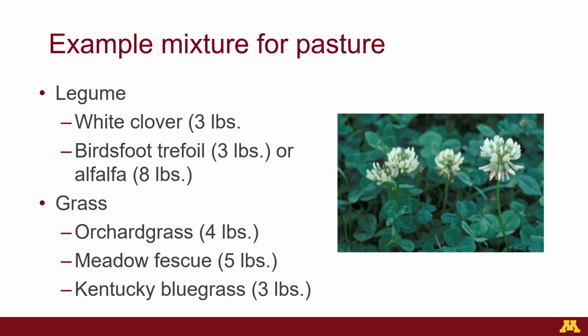For pastures, mixture recommendations include plant species that have tolerance to grazing. Here is an example mixture for a pasture. For the legume part, 3 pounds white clover with 3 pounds bird's foot trefoil or 8 pounds alfalfa. For the grass part, 4 pounds orchard grass, 5 pounds meadow fescue, and 3 pounds Kentucky bluegrass.